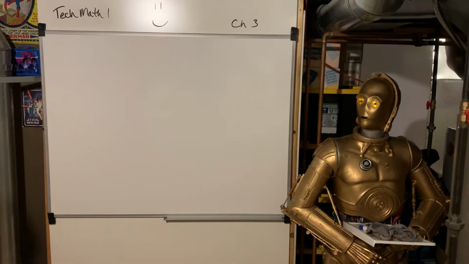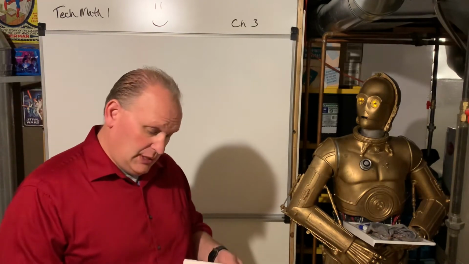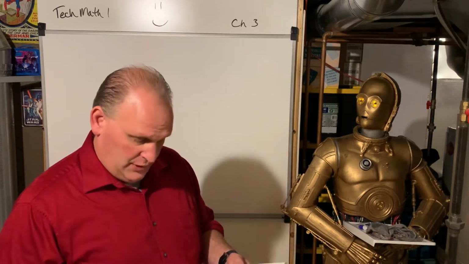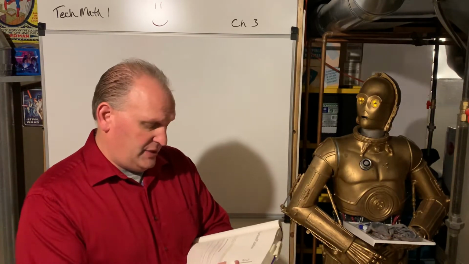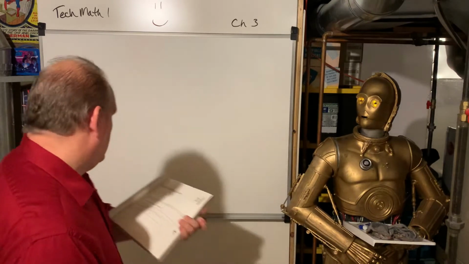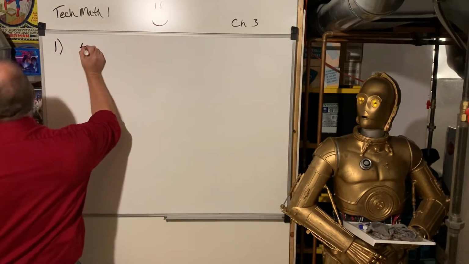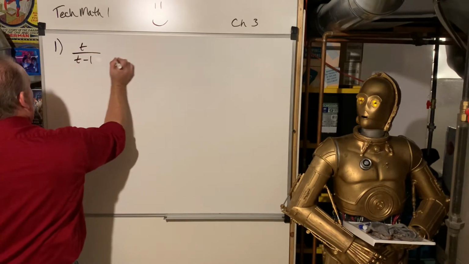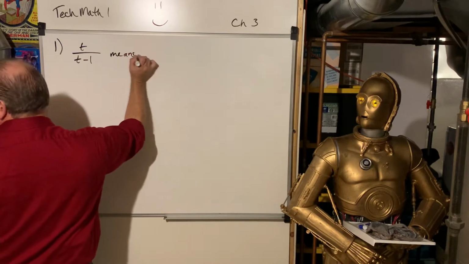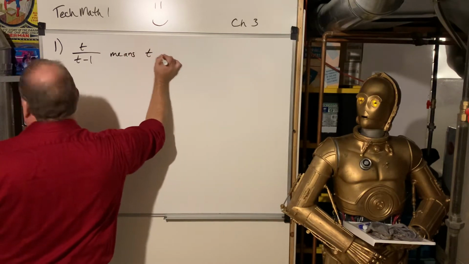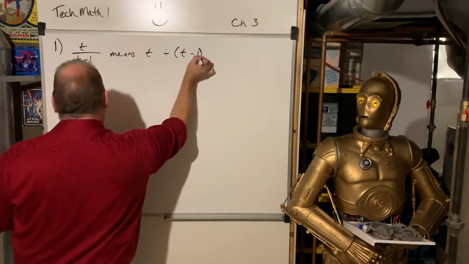It is Techmath1. We're looking at chapter 3, in the blue book on page 109. So, fractional equations, everybody's favorite. Let's look at number 1. They have t over t minus 1. And it says, what does that mean? That means t divided by quantity t minus 1. That's what's going on there.